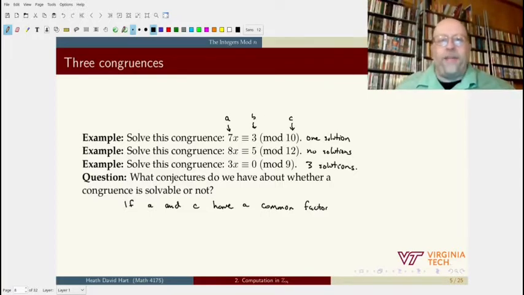For example, 8 and 12 both have a factor of 2, which means 8 times anything is going to be even. Subtracting 12 makes it still be even. And if B is not even, then we have no solutions. So if A and C have a common factor, but B does not, then we have no solutions.